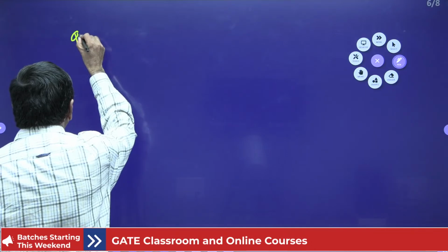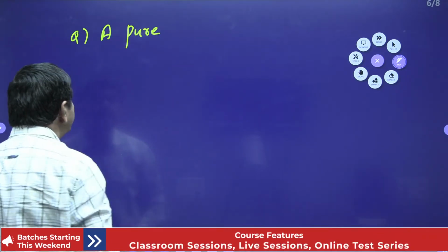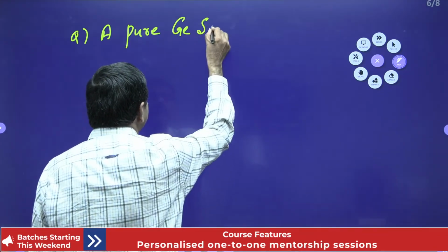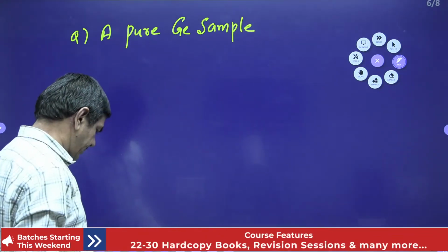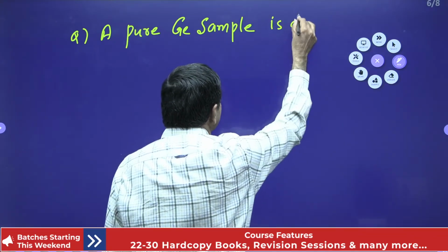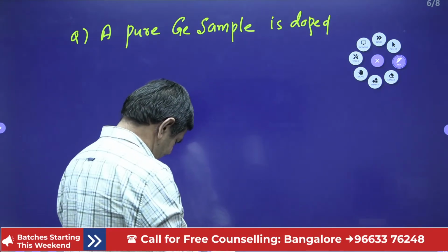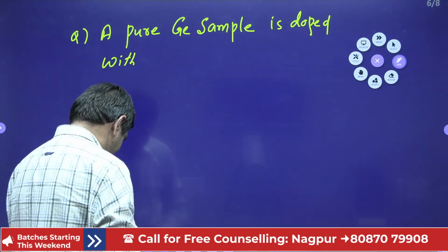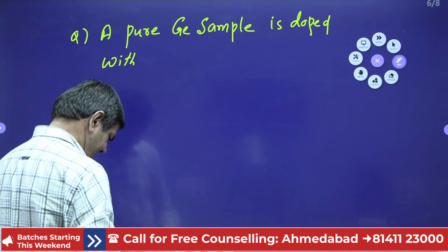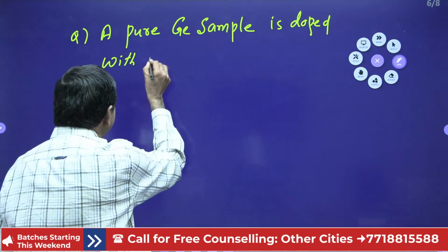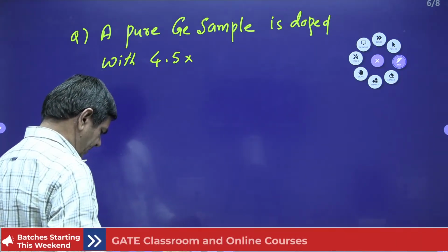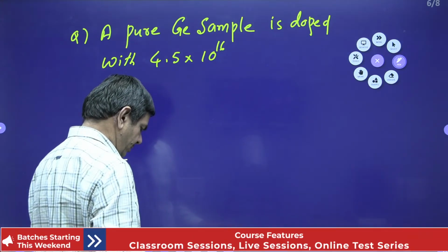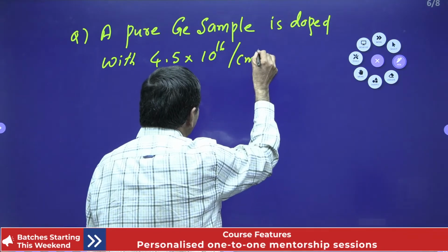I am giving a question here now. A pure germanium sample is doped with 4.5 into 10 power 16 per cm cube. Per cm cube is given.